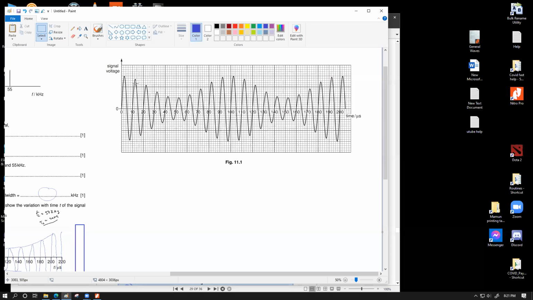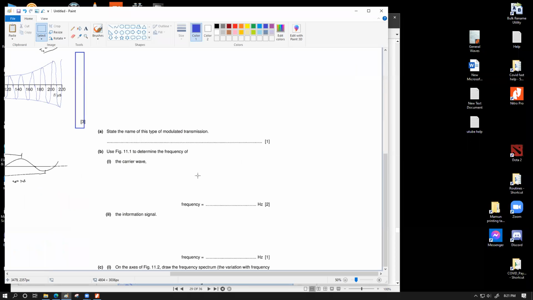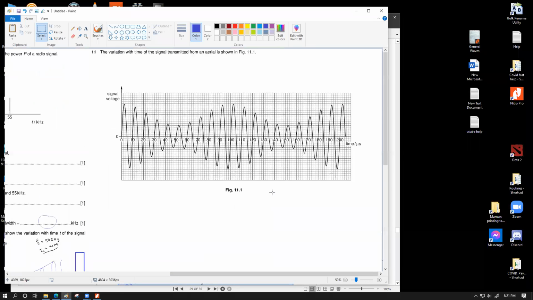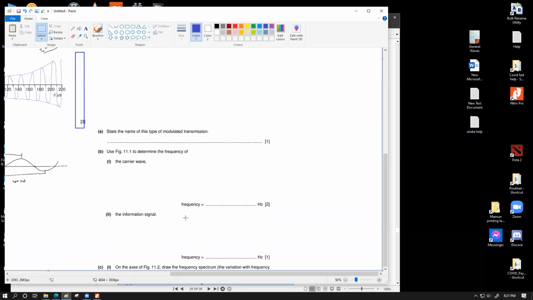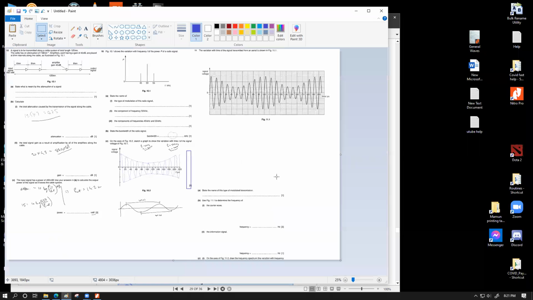You can see that this graph essentially shows us the variation of the information signal. The first thing you have to find out is the signal frequency. The question says to state the name of this type of modulation transmission. This is amplitude modulation. Write the whole name, amplitude modulation, not the short form, preferably. Then the question says use figure 11.1 to determine the frequency of the carrier wave and the information signal, and on the axis of figure 11.2, draw the frequency spectrum. So we have to draw the frequency spectrum over here, which got cut off.